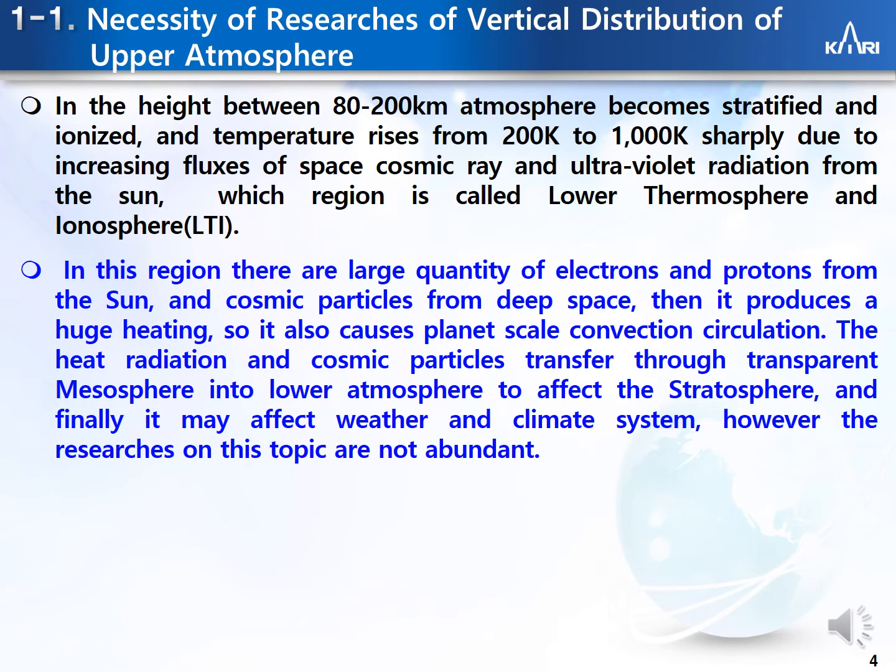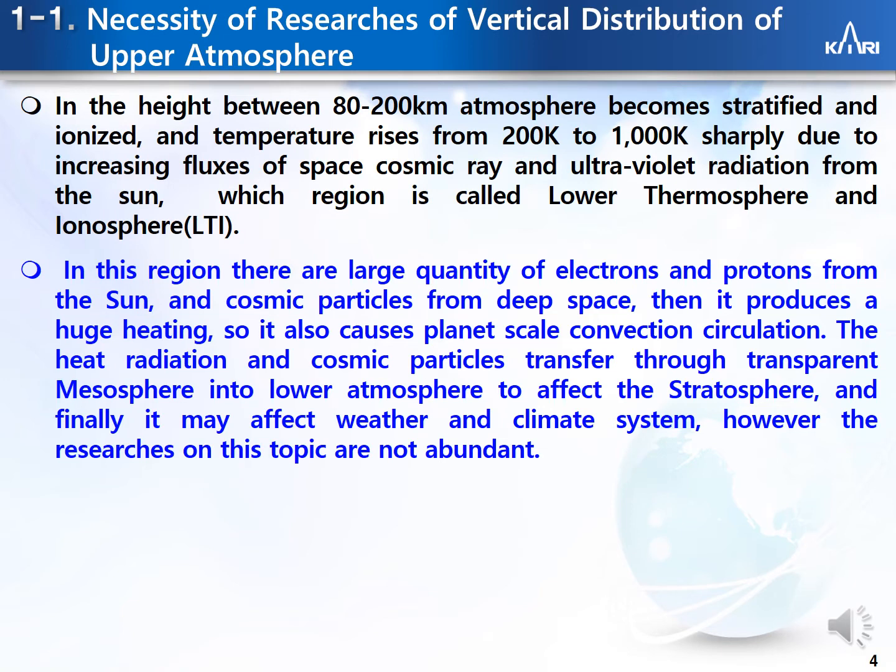In the height between 80 to 200 kilometers, atmosphere becomes stratified and ionized, and the temperature rises from 200 K to 1000 Kelvin sharply due to increasing fluxes of space, cosmic ray, and ultraviolet radiation from the sun, which region is called lower thermosphere and ionosphere.